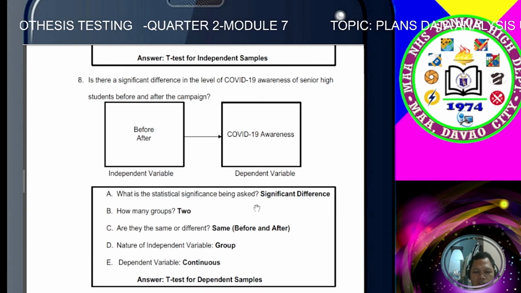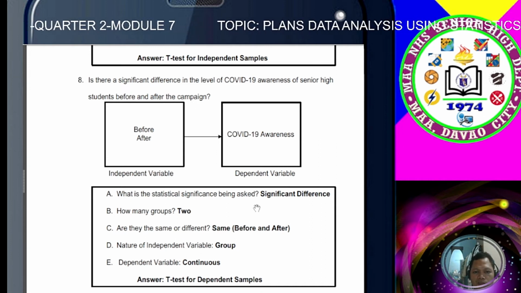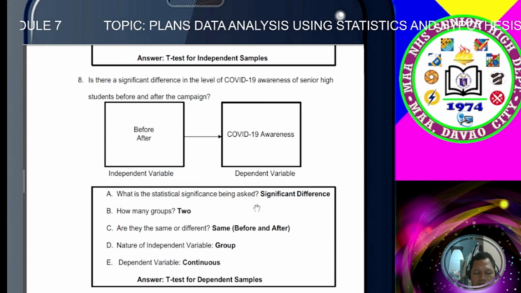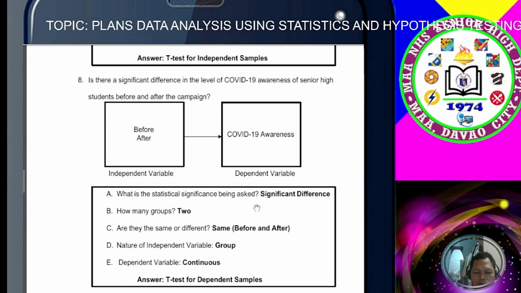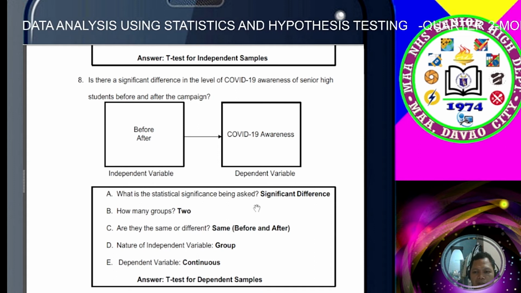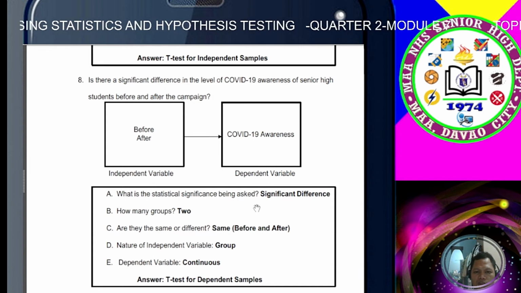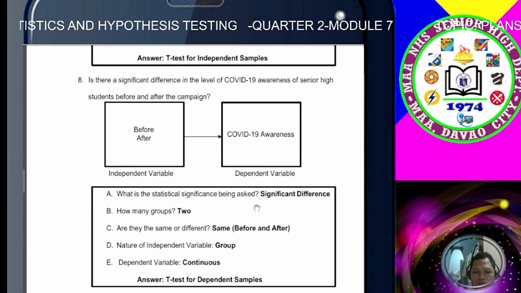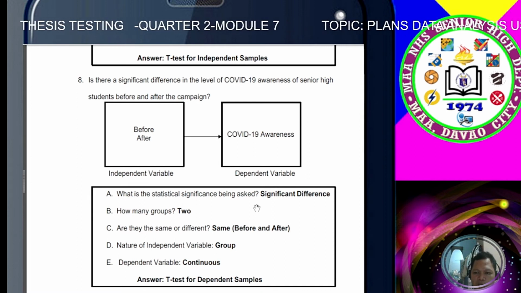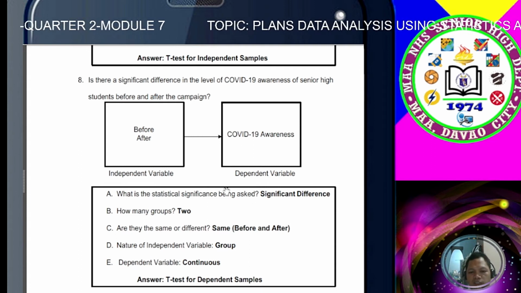Are they the same or different? They are the same group because they are before and after. Then the nature of the variables: the independent is group, the dependent is continuous. So the answer is the t-test for dependent samples. Take note of the difference of the two t-tests. When you're dealing with different samples, you will use the t-test for independent samples. If you're dealing with the same group, you will use the t-test for dependent samples.